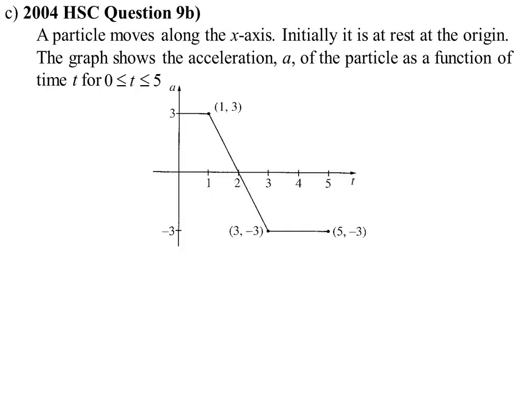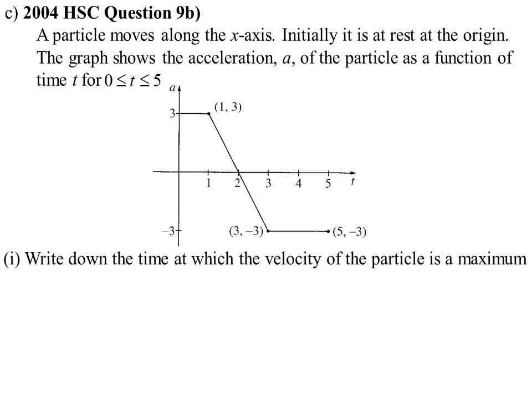2004, they gave us an acceleration time graph. Again, moving along the axis under this. Write down the time for which the velocity is a maximum. We've got an acceleration time graph. So when's the velocity a maximum? Well, velocity, I know, is the integral of acceleration. So it's asking, when is this integral a maximum? Well, it's going to be at t equals 2.